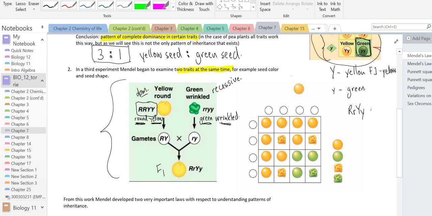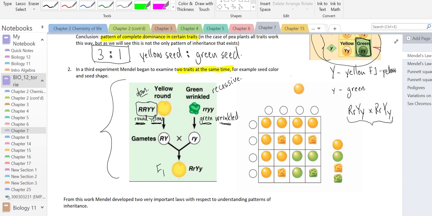yellow with another round yellow, but they are what we call dihybrids. They are heterozygous for both traits, okay? And what we need to start understanding at this point is how do we develop the possible gametes that are present in these individual plants? And that's what we're going to get to next.